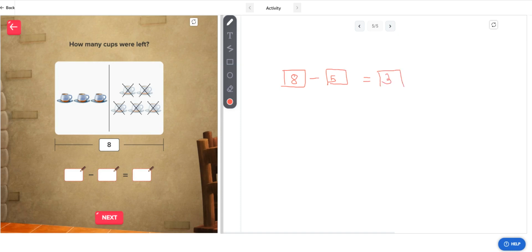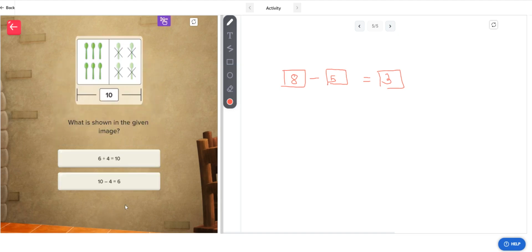I have 3 cups. So what is this called? This is called the subtraction statement, right? Where we are minusing or subtracting the numbers. That is taking away the numbers basically. Now, let's try this one.